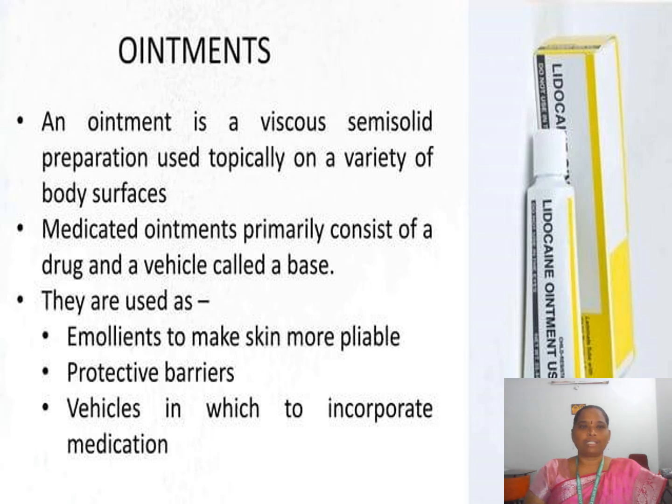Next one is ointments. An ointment is a viscous semi-solid preparation used topically on a variety of body surfaces. There are two types, medicated and non-medicated ointments. Medicated ointments consist of a drug and a vehicle. Here the vehicle is a base, and they are used as an emollient to make the skin more pliable, and they also work as a protective barrier on the skin. Simple ointment is one of the bases and acts as a vehicle in which we can incorporate any medication.